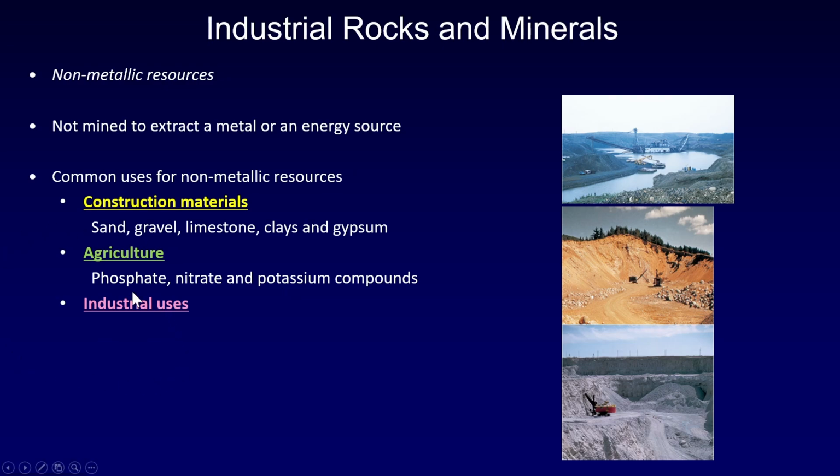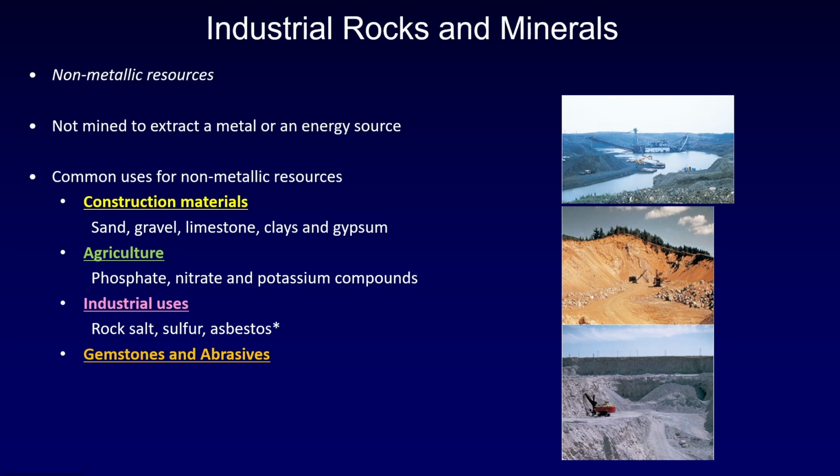There's going to be a range of industrial uses. That's going to include things like rock salt, sulfur, and asbestos. Now, asbestos isn't really used anymore, but once upon a time it was used for a significant number of industrial purposes. We are also going to use industrial rocks and minerals as gemstones and abrasives.